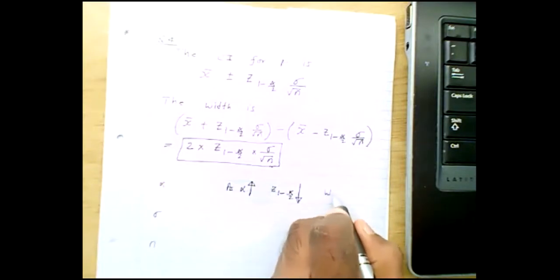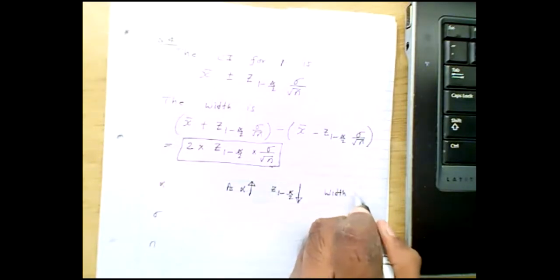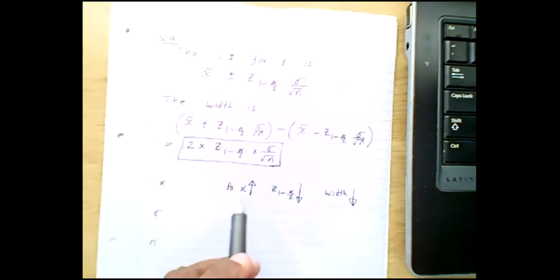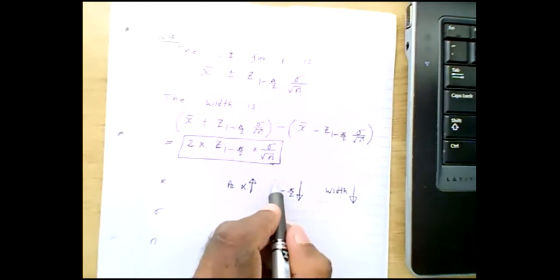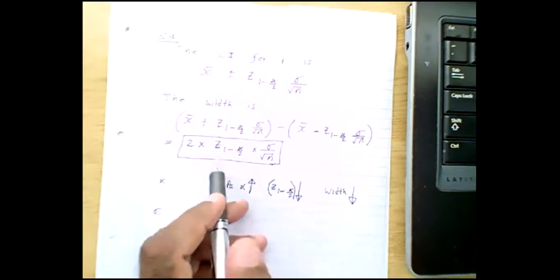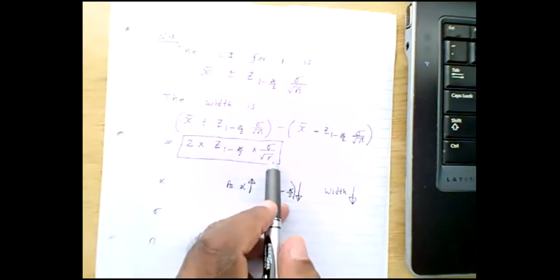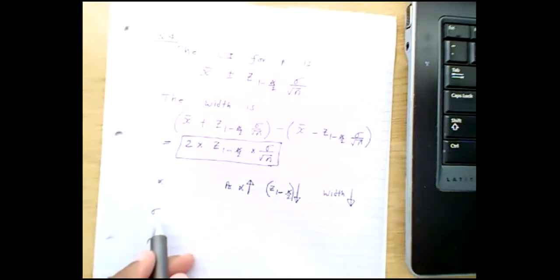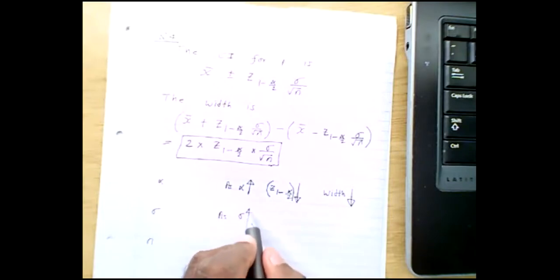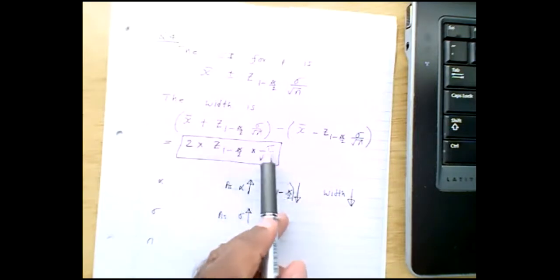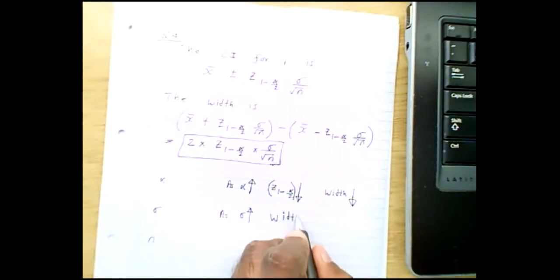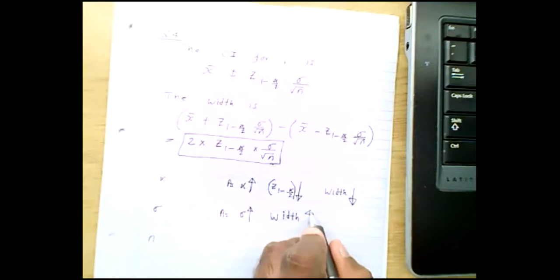So the width will also decrease. Do you see what I'm saying? As alpha increases, this quantity here decreases. The width is 2 times this times this. If this decreases, the whole width will decrease, right? Now, with respect to sigma, as sigma increases, because you have sigma in the numerator of this expression, the width will also increase.